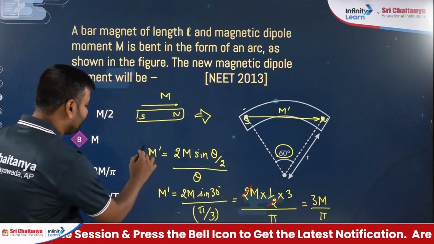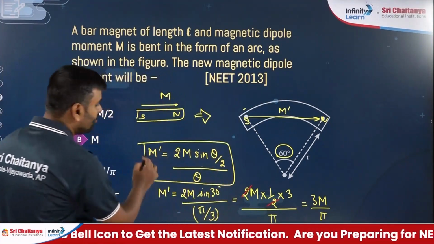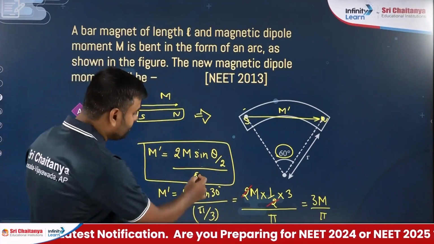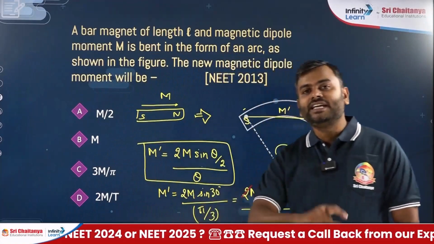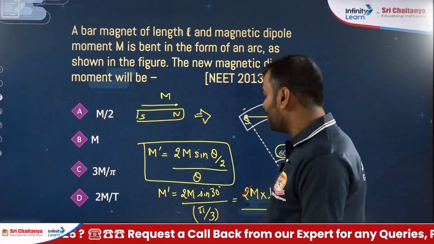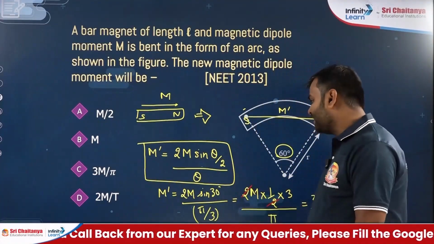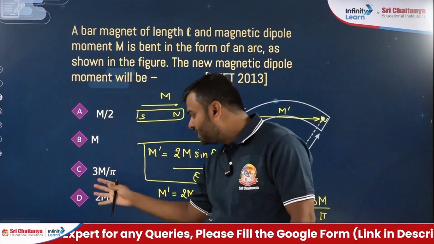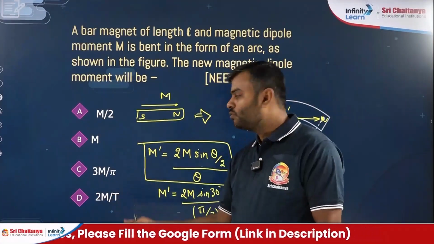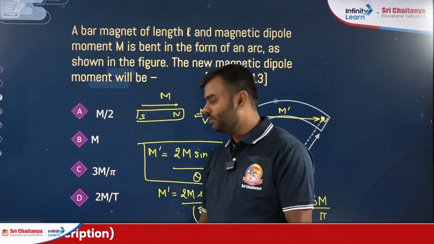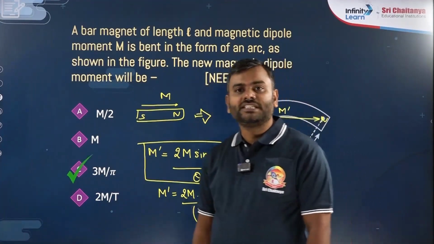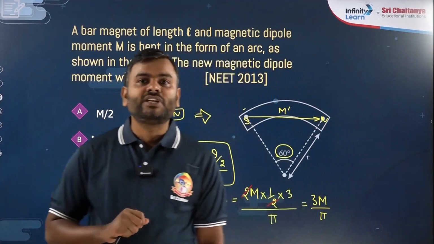So what you have to remember is this relation, and you also have to remember that this theta has to be substituted in radian. If you substitute degrees, you will not get the correct answer. So among all these options, which one is the correct option? We have C option, which we got as an answer. So C is the correct option. Let's move to the next question.